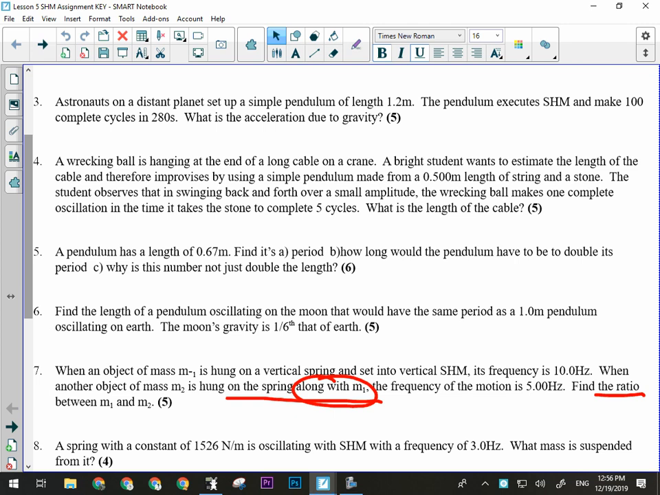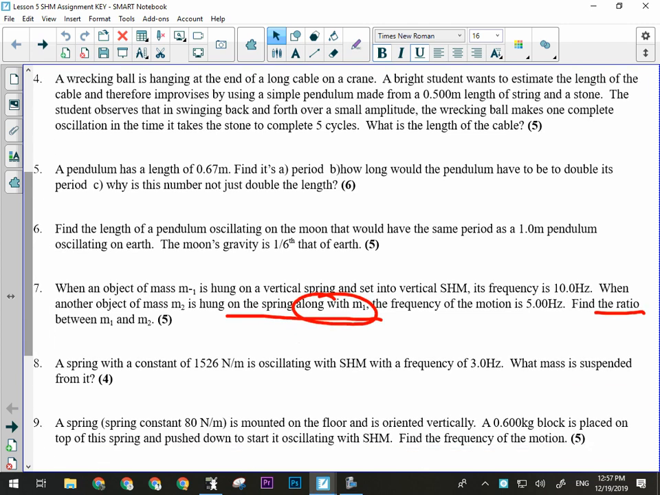The student observes that swinging back and forth over a small amplitude, the wrecking ball makes 1 oscillation in the time it takes the stone to complete 5. Now, in terms of significant figures, this 5 is not measured, it's counted. You are absolutely certain of any numbers that you count, because you cannot have uncertainty in counting, only in measuring. In other words, that 5 is not part of your significant digits. Counted numbers don't count, often enough. So you're looking for the length of the wrecking ball.